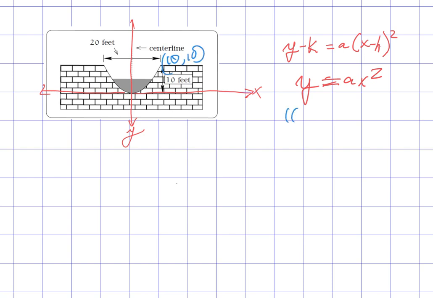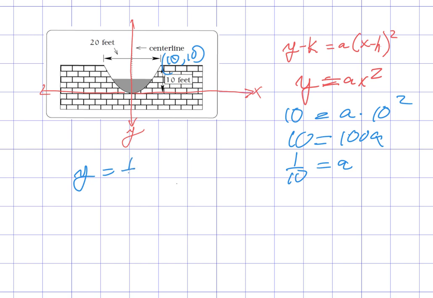Plugging that into my equation, I have 10 equals a times 10 squared, or 100a equals 10. So a equals 1/10, just divide both sides by 100. So now my equation is y equals 1/10 x squared.